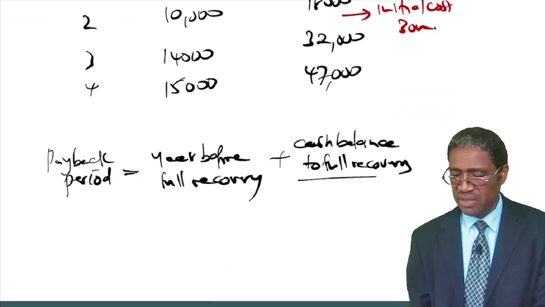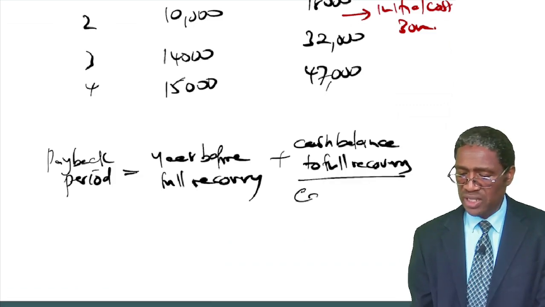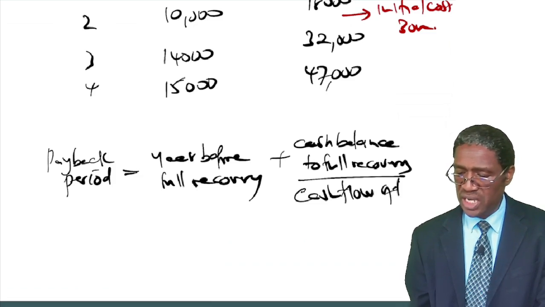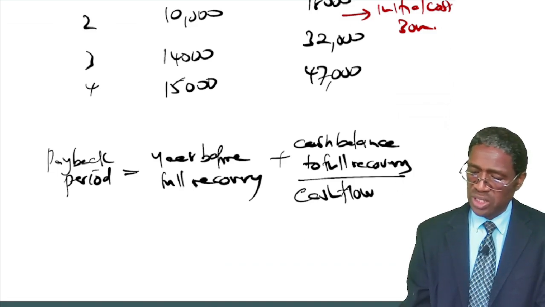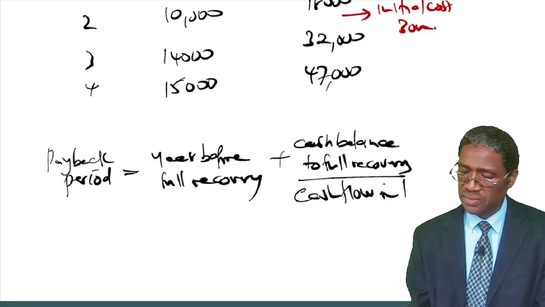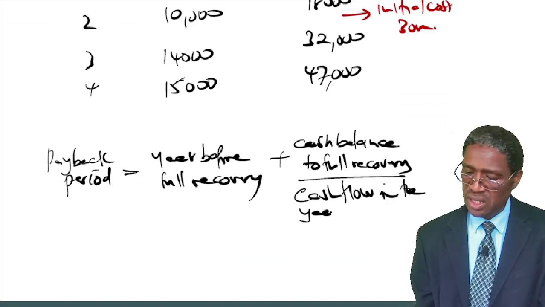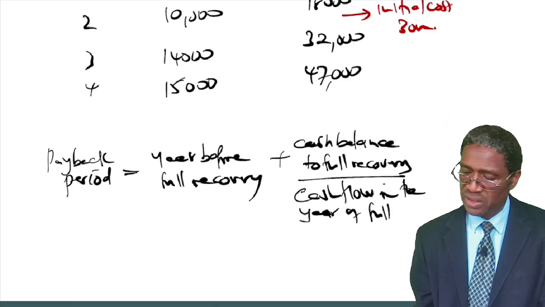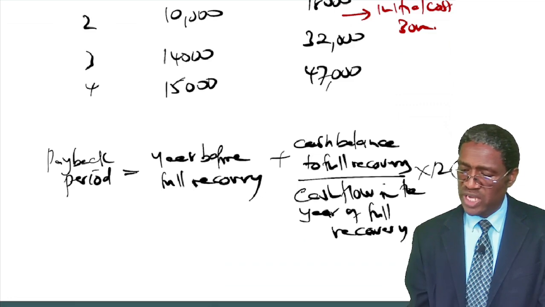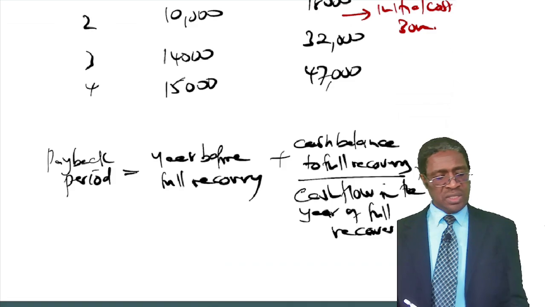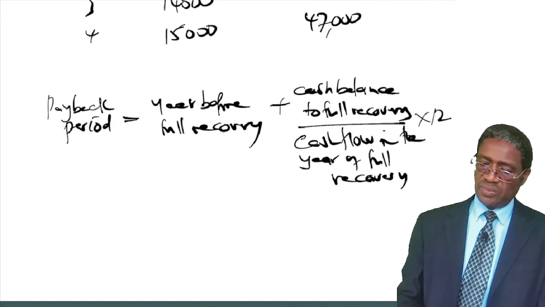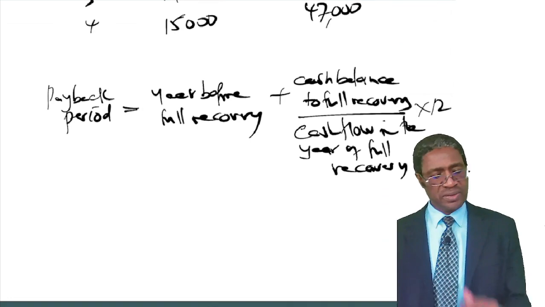Then we divide that by the cash flow in the year of full recovery. Then whatever you get, multiply that by 12. So copy that formula now.